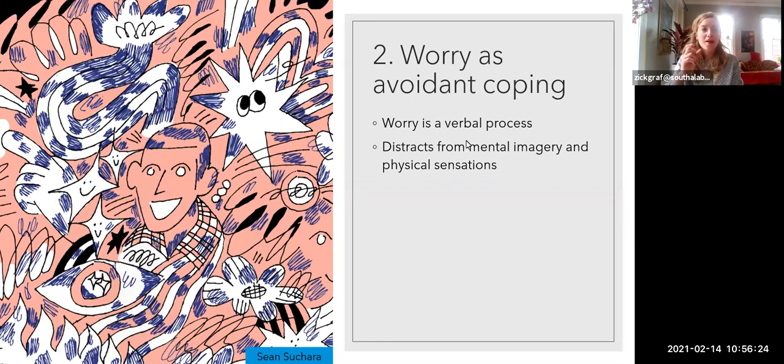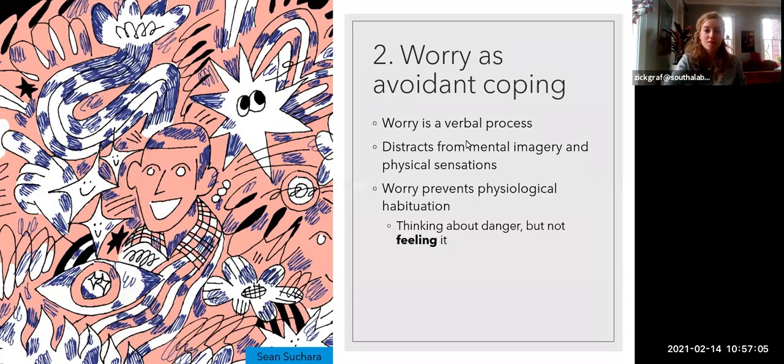So worry is a behavior, and it's also a very verbal process. It's kind of like talking to yourself in your own head. The idea behind worry as a form of avoidant coping is that by verbally worrying, by talking through problems in a verbal way, we keep ourselves from actually experiencing the mental imagery and emotional side of our thoughts. By focusing on verbalizing our thoughts and our fears about the worst case scenarios or things that we don't want to happen, we prevent ourselves from also mentally picturing, projecting ourselves into those situations and feeling the emotions that we would feel in those situations.